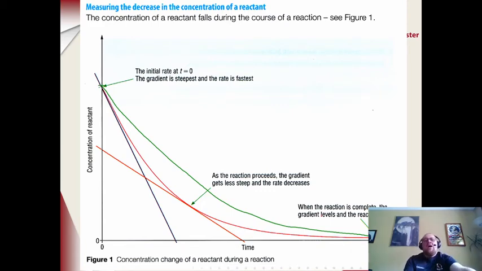So when we're looking at, for example, the decrease in the concentration of reactants, what we do is we look, using experimental data, at what the concentration of the reactant is.